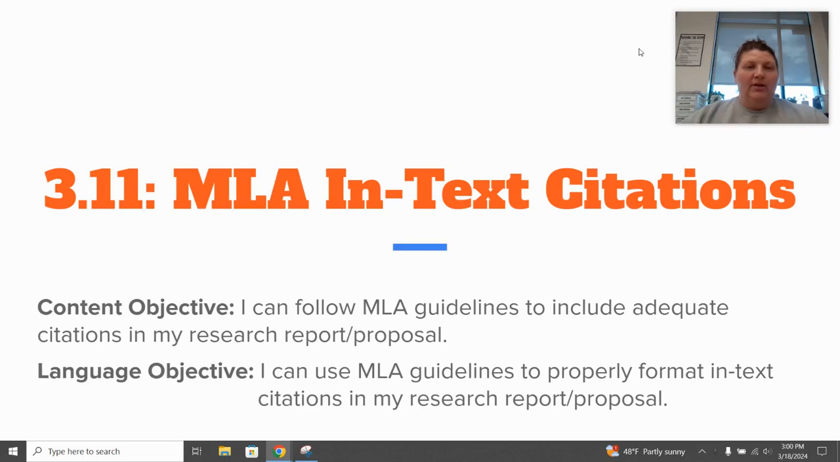Lesson 3.11 is all about MLA in-text citations in preparation for writing your research proposal and giving credit to the sources that you use in that research proposal. So, our content objective is I can follow MLA guidelines to include adequate citations in my research report or proposal. The language objective is I can use MLA guidelines to properly format in-text citations in my research report or proposal.